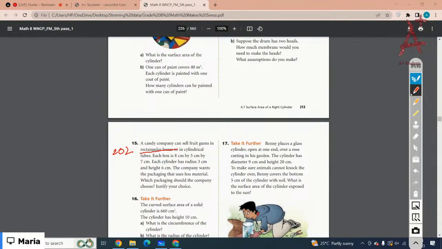Area of the cylinder it is. Radius is 3 and height is 6. That would be 188.5. The area of the cylinder is 188.5. So you can see the area of the cylinder is less than the area of the rectangular box. Also, when you calculate their volumes, the volume of the cylinder is less than the volume of the rectangular box. Got it? That means the company has to use the cylindrical tubes. Got it?